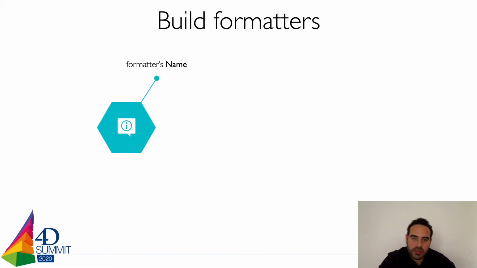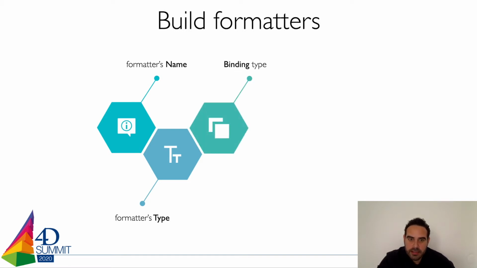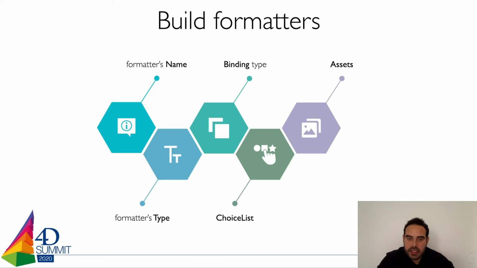First, we'll have to define a name for the formatter. Basically, the name will be displayed in the project editor in the labels and icons section. Next, we'll have to define its type. This will define the source type. Define the binding type for the value type you want to get. Then define the choice list to display value you want to get. And finally, you will define assets if you want to have pictures to include in your formatter.